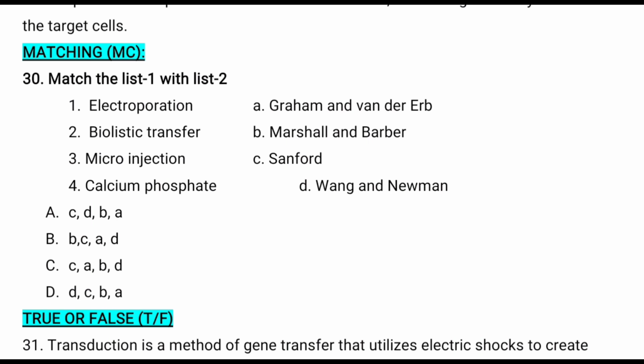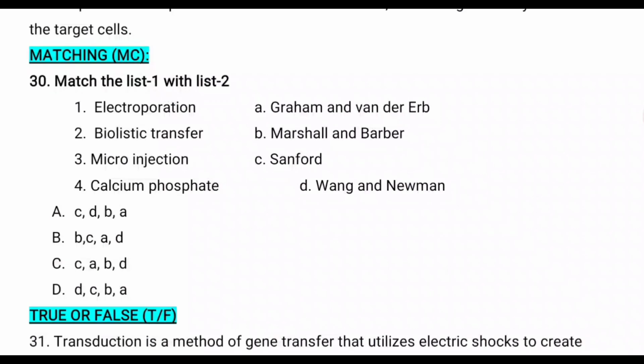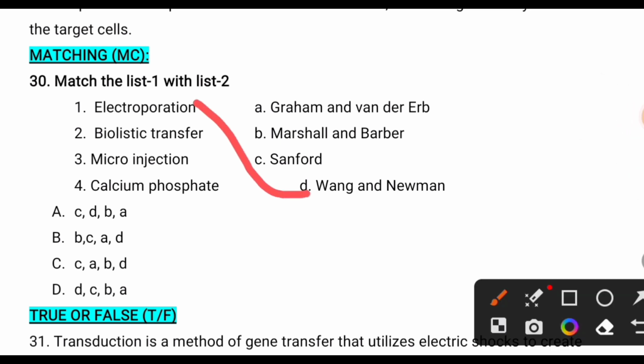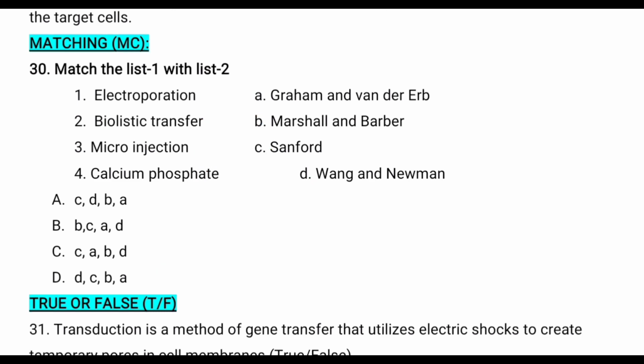They are matching type. You have to match list 1 with list 2. The electroporation method was discovered by the scientists Wong and Neumann. Biolistic gene transfer was discovered by the scientist Sanford. The microinjection method was discovered by the scientists Marshall and Barber. The calcium phosphate method was discovered by the scientists Graham and van der Eb. So the correct option is the fourth one. Let's see the next category of questions.